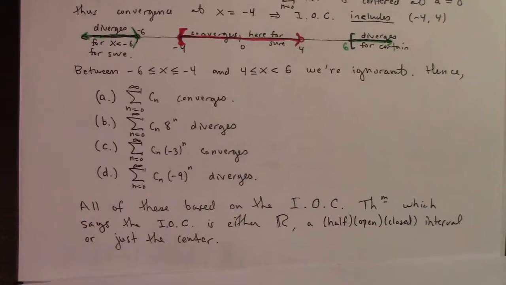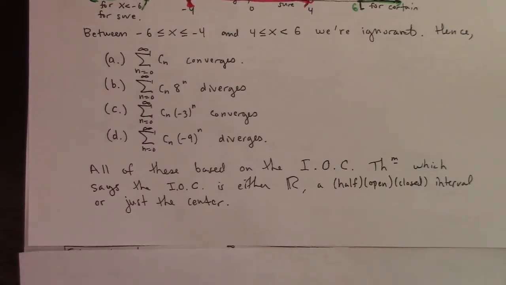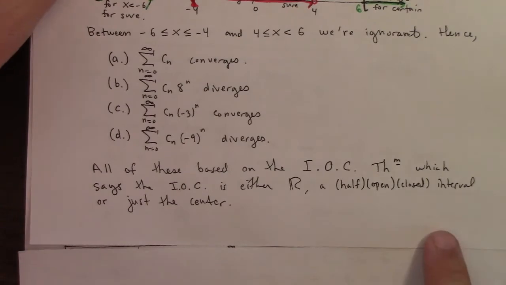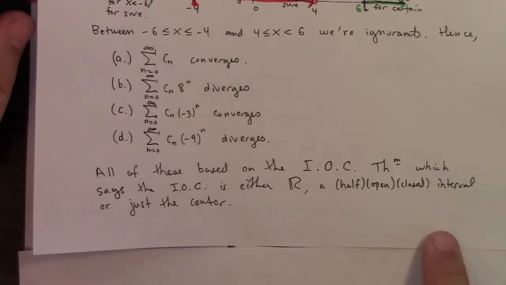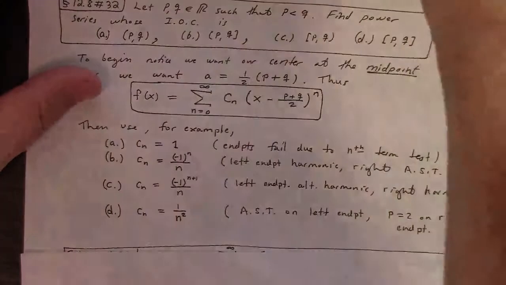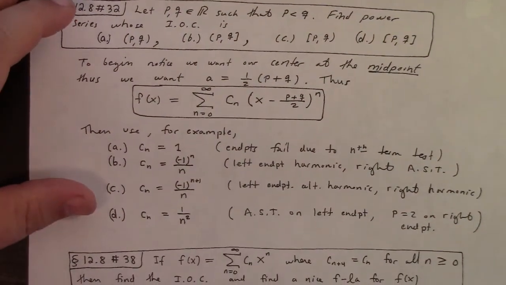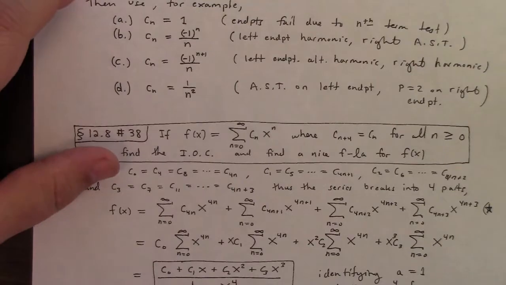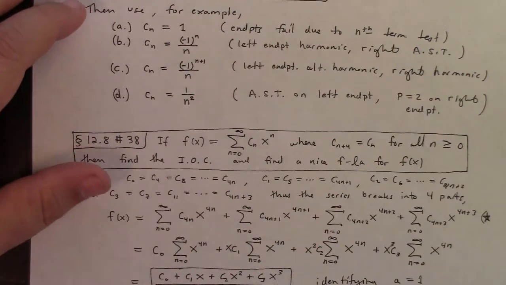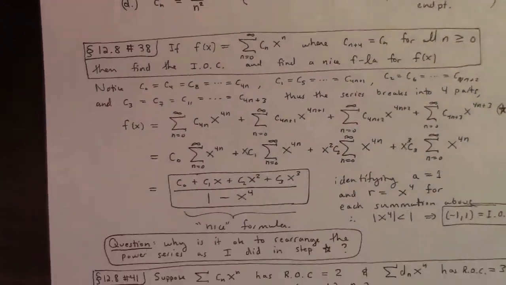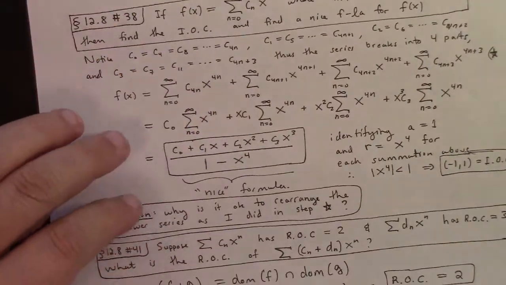So all of these are based on the interval of convergence theorem, which again says that the IOC is either the reals or a finite interval. So I have another example like this, which I'll let you read. And finally this one, but I think that the time in which I can talk about these things has come to a close. So I hope that helps you.